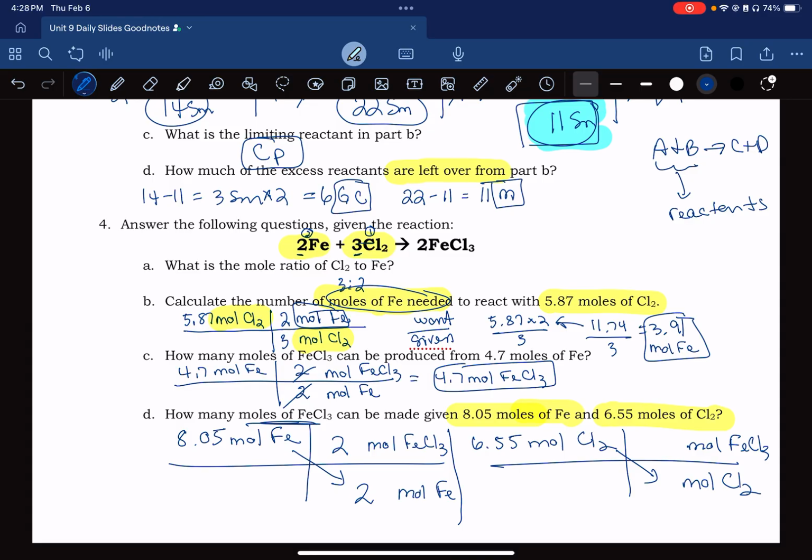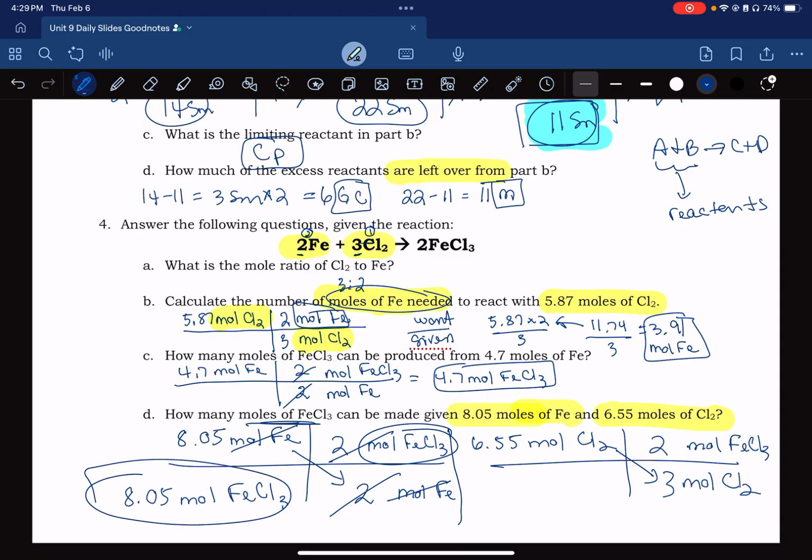Okay, and then so now we have diatomic chlorine, which has 3 moles. And then, of course, iron chloride, 2 moles. So for this one, these 2's are just going to cancel. And so we're left with 8.05 moles of iron chloride. Why? Because not only did those 2's cancel, but these units canceled, leaving us with moles of iron chloride. All right, so that is one possible answer for this.